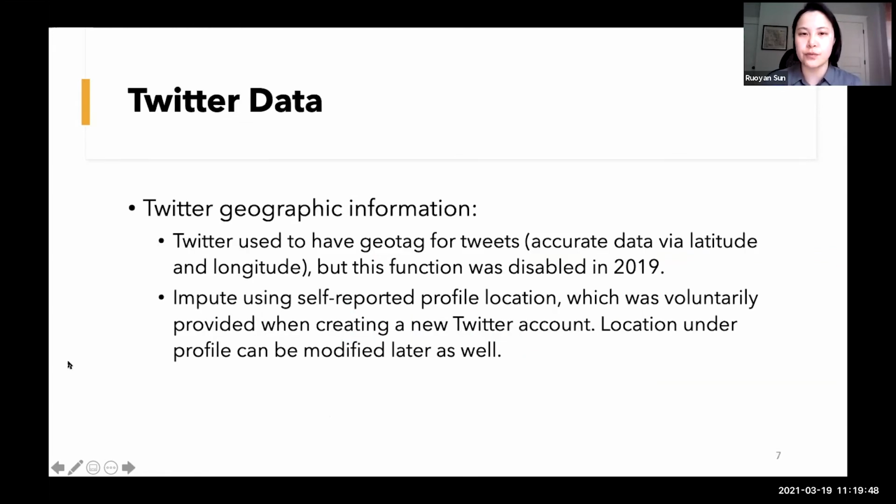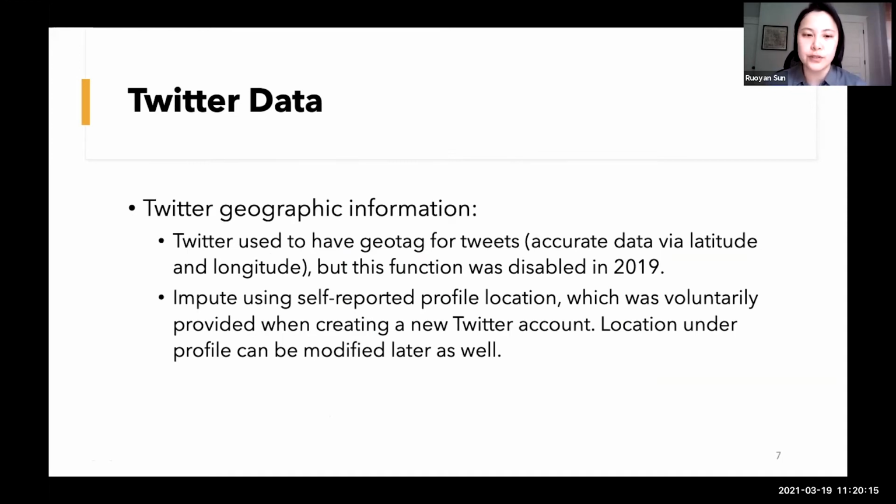Just a bit more about Twitter data. Another important piece of information that we needed from Twitter data is the geographic information. Twitter used to have geotag for tweets, which is really accurate data via latitude and longitude information. But this function was disabled in 2019 due to privacy concerns. Twitter users complained, and not that many people were using it.